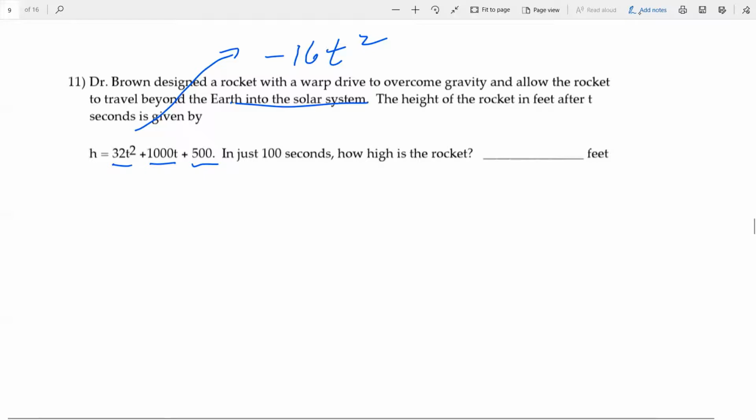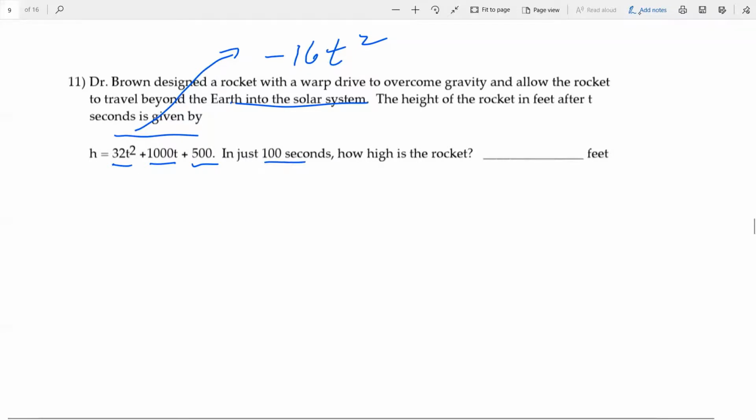This is really not a practical thing. We can make this happen for a little while and get a satellite into orbit or go beyond our solar system. But this is just what would happen if you could do that. And we just want to know in 100 seconds how high the rocket is.